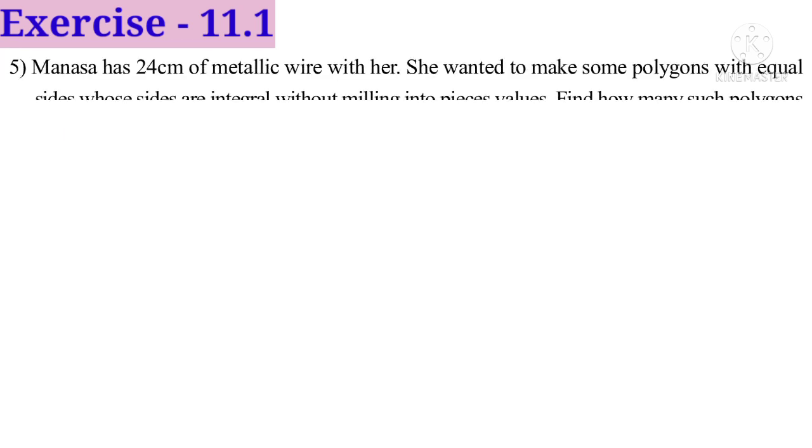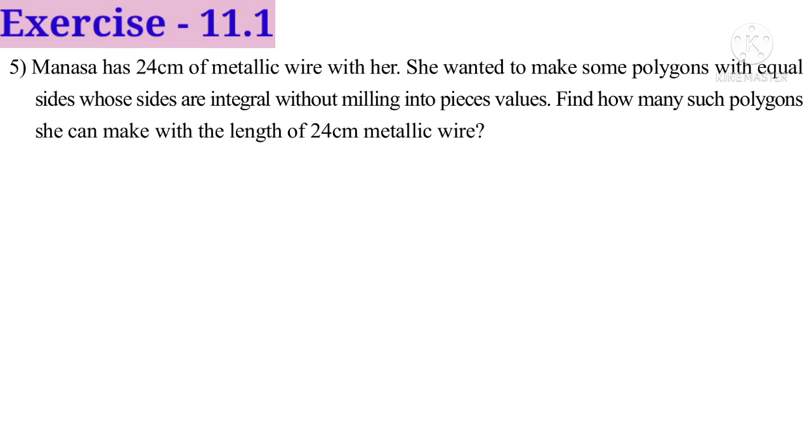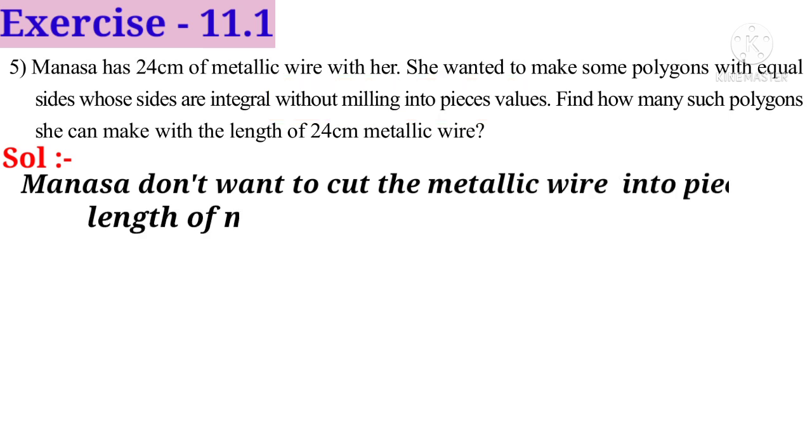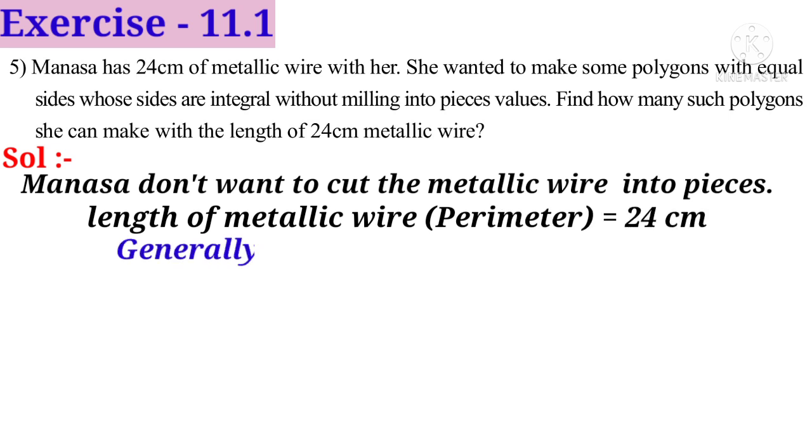Number 5. Manasa has 24 centimeters of metallic wire with her. She wanted to make some polygons with equal sides, whose sides are integral values, without cutting into pieces. Find how many such polygons she can make with the 24 centimeters metallic wire. Solution. Observe the word without cutting into pieces means Manasa doesn't want to cut the metallic wire into pieces. So total length of the wire, its perimeter, is 24 centimeters.